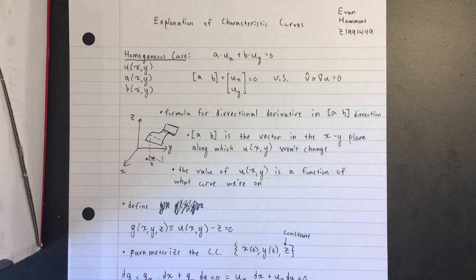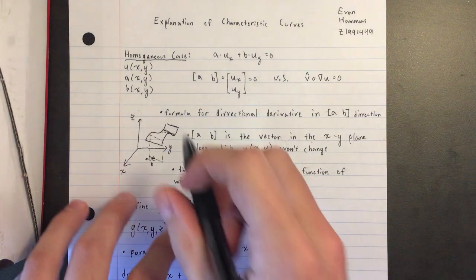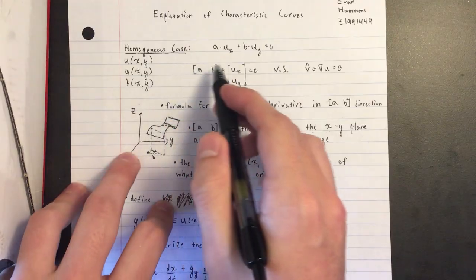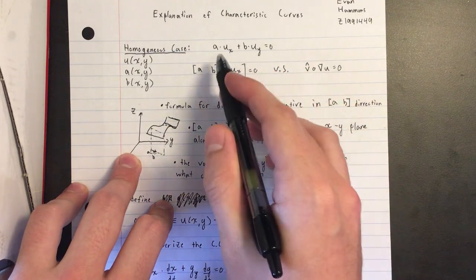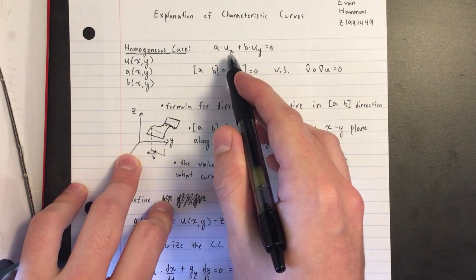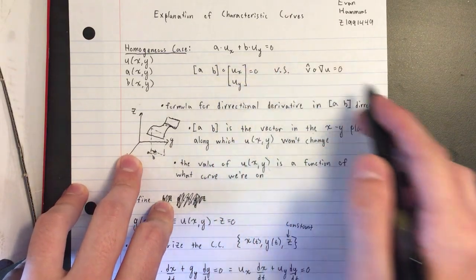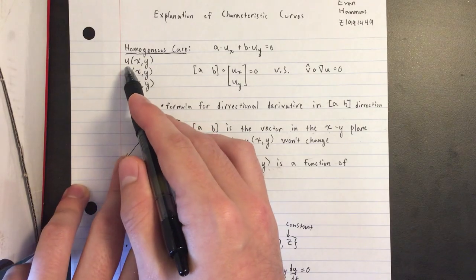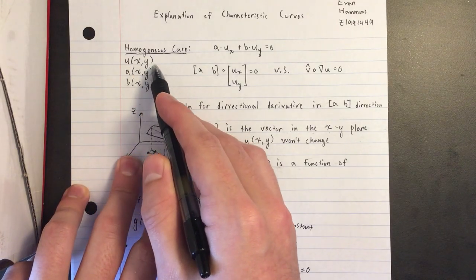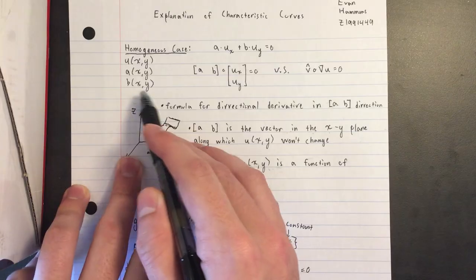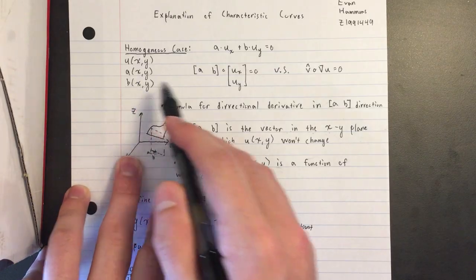An explanation of the characteristic curves method for the midterm. First, we're going to look at the homogeneous case, which is where we have this term equals 0, and we just have a times the partial of u in the x direction plus b times the partial of u in the y direction. And we have u is a function of x and y, and then a and b can both be functions of x or y.